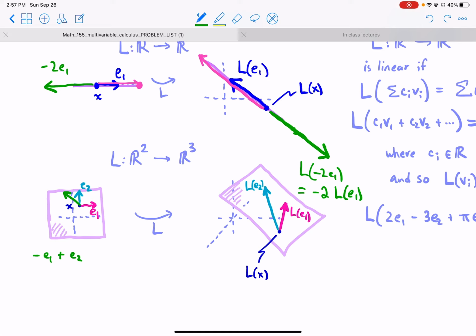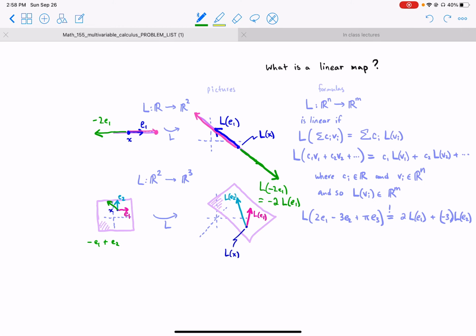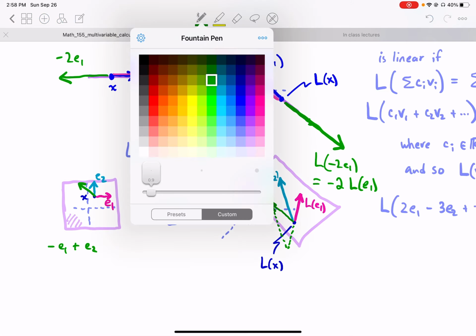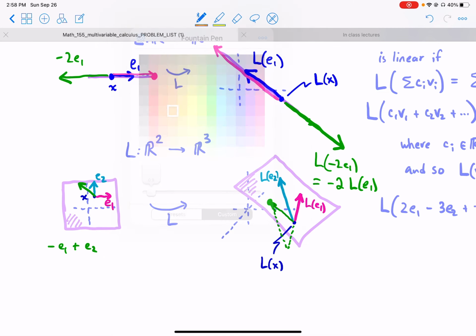Well then I know where it's sent. I already know, even though I just told you the images of those, that it has to go by this linearity property. It has to go to the same linear combination, namely minus 1 of L of e1 plus 1 of L of e2. So I go minus 1 of L of e1 and then plus 1 of L of e2. And so I go here. That's where it goes. And so what really happens is, if I just look at this little unit square between e1 and e2, that is going to go to some parallelogram between L of e1 and L of e2.